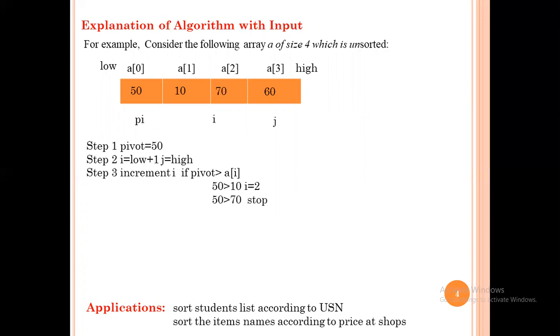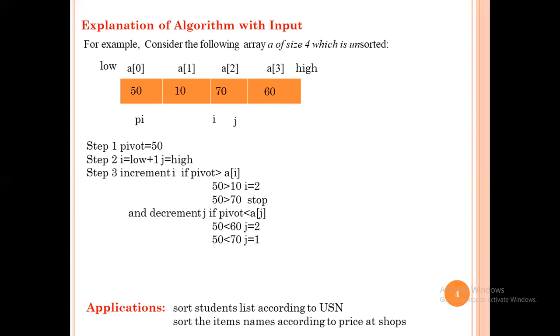Next, once again compare pivot with A of i. 50 greater than A of 2, which is 70. The condition is false, so stop the increment process. Then decrement j if pivot is less than A of j. Here pivot is 50, A of 3 contains 60, therefore 50 is less than 60. The condition is true, therefore decrement j. Now j is pointing to 2.